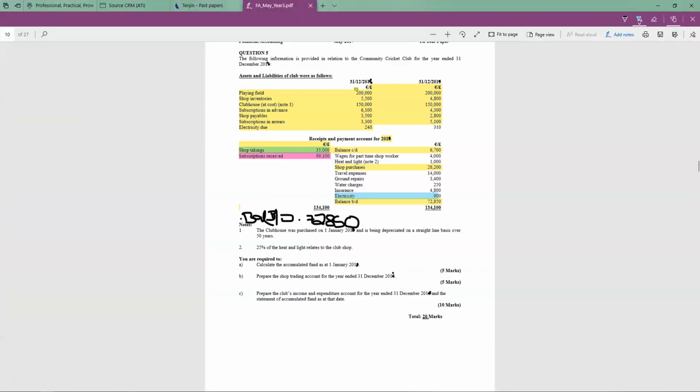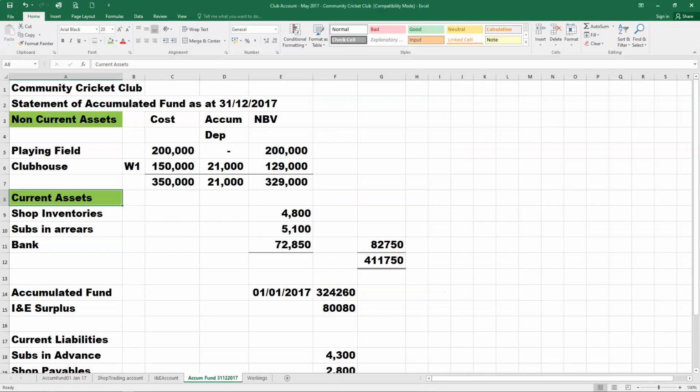So this time now, we're going to be taking our figures from our 31st of December 2017 here. So we're working down to this line here, and then not to forget our bank figure over here as well. So my first one there is my playing field of 200,000, and then I'll also have my clubhouse as well to put into my non-current assets. So my playing field is 200,000. It's not being depreciated, so my net book value is 200,000.